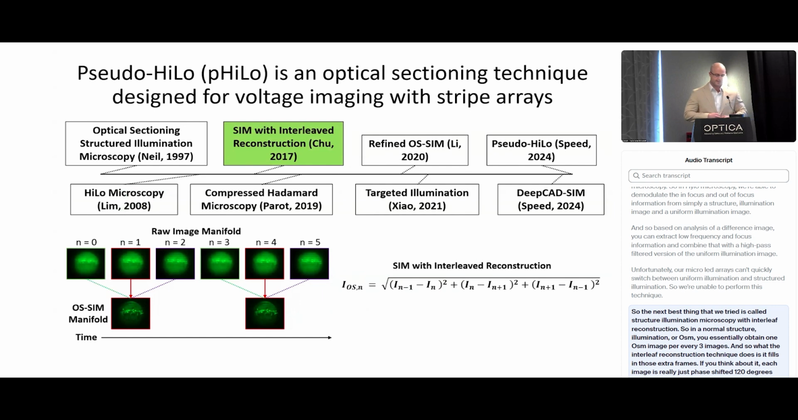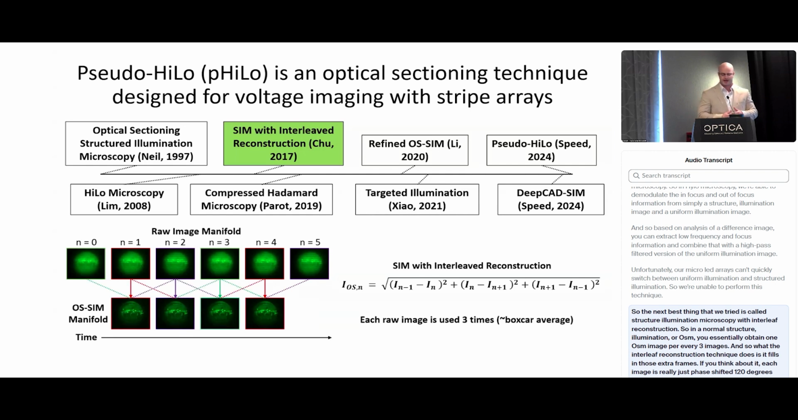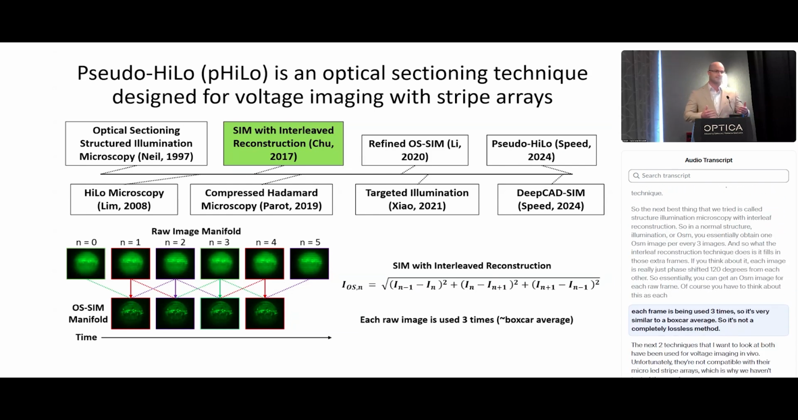The next best thing that we tried is called structured illumination microscopy with interleaved reconstruction. In a normal structured illumination or OSM, you obtain one OSM image per every 3 images. The interleaved reconstruction technique fills in those extra frames. If you think about it, each image is just phase shifted 120 degrees from each other, so you can get an OSM image for each raw frame. Of course, each frame is being used 3 times, so it's very similar to a boxcar average, so it's not a completely lossless method.